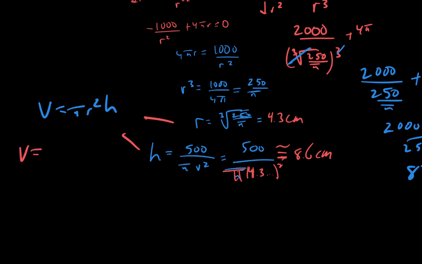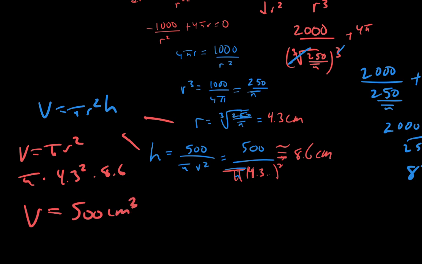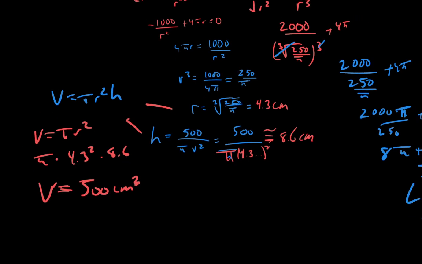What is the volume then? What is the minimum volume? Well, we could do pi times 4.3 squared times 8.6, and our volume is approximately 500 centimeters cubed, as we said as our constraint. So these numbers work out. It's approximately 500 due to rounding errors.